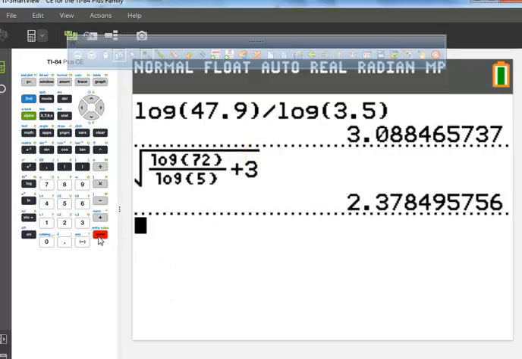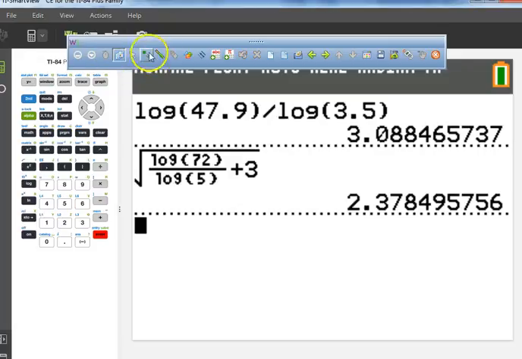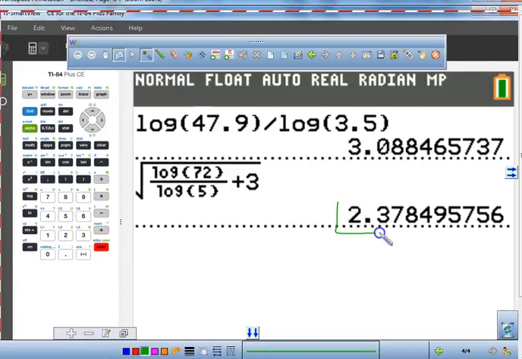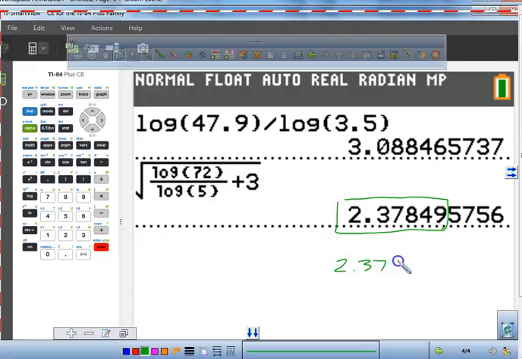Press enter. And so my answer is 1.234... that's a 9, right? So we have to round it, so it's going to be 2.3785. And that's your final answer for number 14.